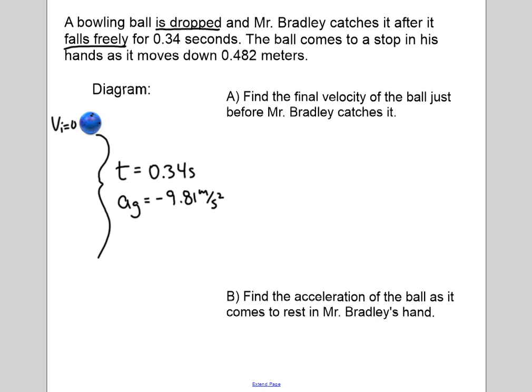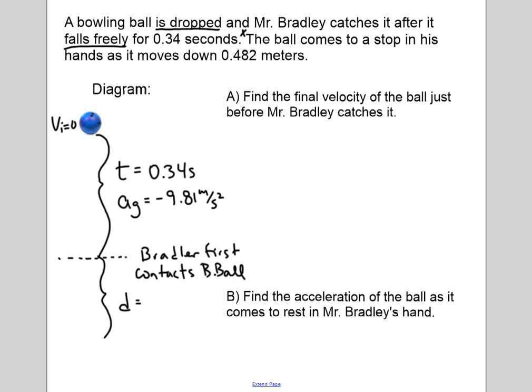The next part of the statement, starting here, "the ball comes to a stop in his hands as it moves down 0.482 meters," means that at the moment Bradley first touched the ball, which would be right here, so this is where he first contacts the bowling ball. Then the ball moves an additional 0.482 meters in his hands. We should make that negative because the bowling ball ends up below where it started.